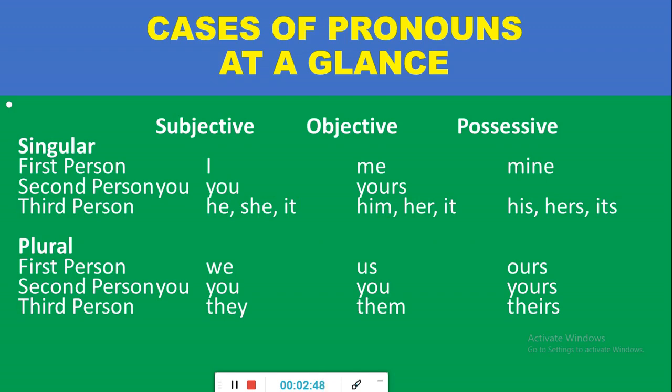So here you can actually see these 3 cases: the subjective, the objective, and the possessive. And then this can be seen as either singular or plural. And there are 3 persons of the pronoun: the first person, the second person, and the third person. All right, so here we can see that the first person singular subjective pronoun is I. The first person singular objective is me, and the first person singular possessive is my.